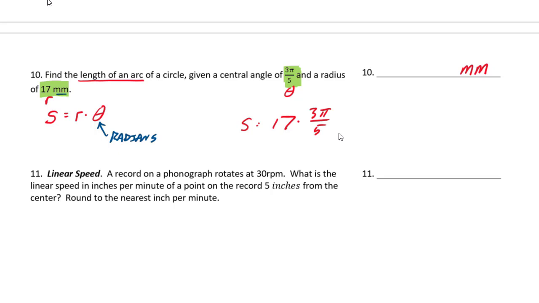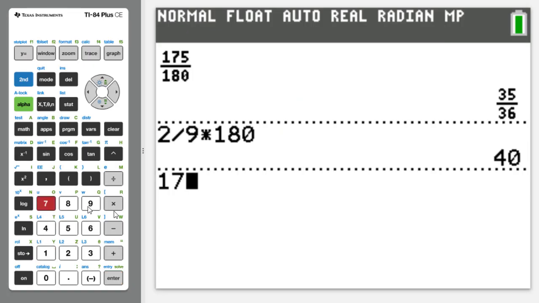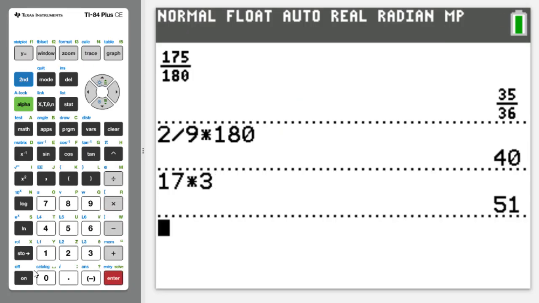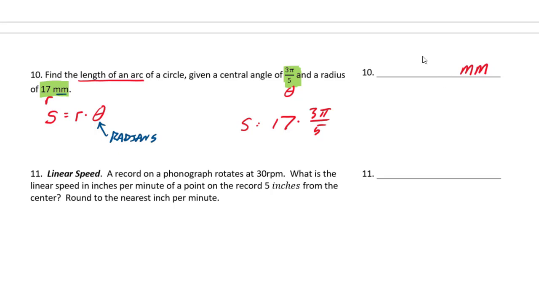And now I can go ahead and let the calculator do the work. Really, it just seems like it's going to be 17 times 3, because 5 can't reduce with either of those. So 17 times 3 in the numerator would give me 51. So this must be 51 pi fifths. And if we wanted to figure out what that is as an approximate decimal, we could, but ultimately I think it's just easier to leave it in terms of pi, so why not just call it 51 pi fifths millimeters for this one.